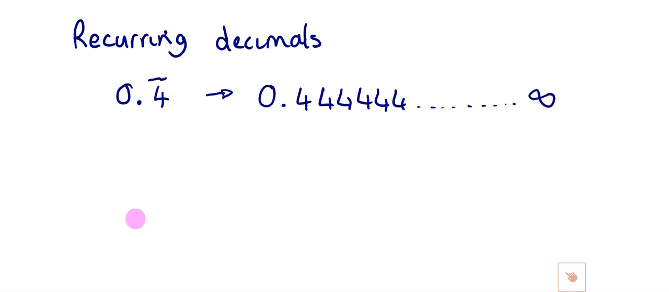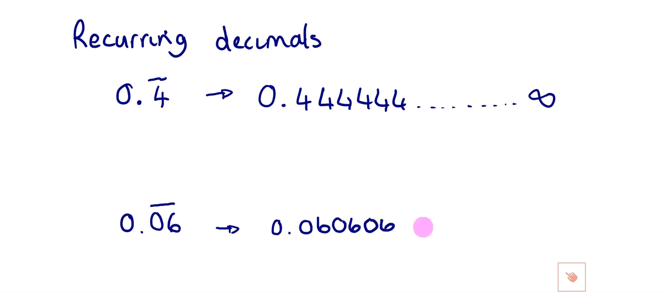Alright, so if I were to write a 0.06 with a line across the 0 and the 6, okay? It would just be 0, 6, 0, 6, 0, 6, 0, 6.